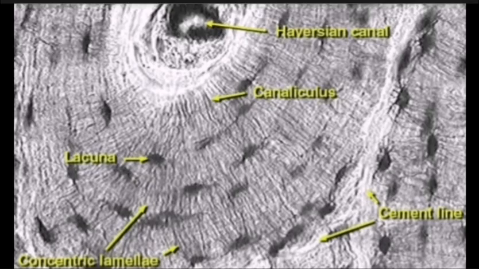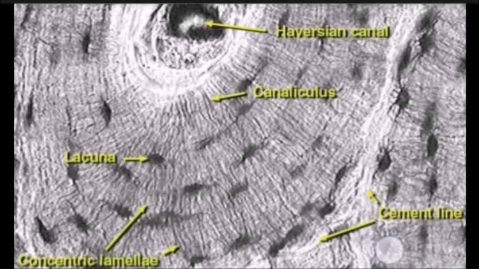Now you can see in this picture that we have a central Haversian canal or central canal. The radiating structures are the canaliculi. These darkest areas are the lacunae, and they will have the osteocytes in them. And these are the concentric lamellae. So first, second, third, fourth, right? So these are the lamellae.